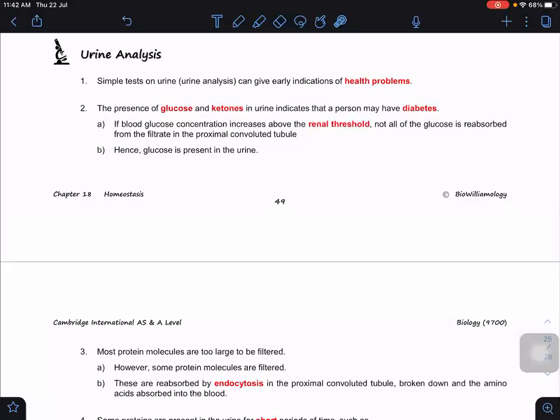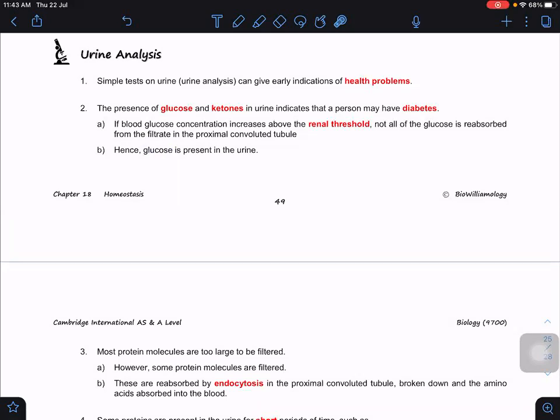So in terms of urine analysis, basically it's one of the very common tests we do to check for health problems. For example, we check for the presence of glucose and ketones, which indicate whether a person may have diabetes mellitus or not. Again, diabetes. If the blood glucose concentration increases above the renal threshold, not all glucose will be reabsorbed back, and the glucose present in the urine may be an indication of diabetes.